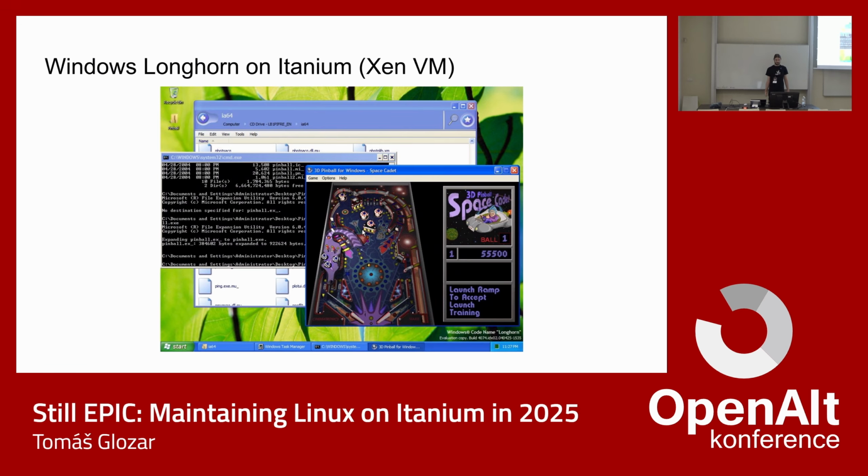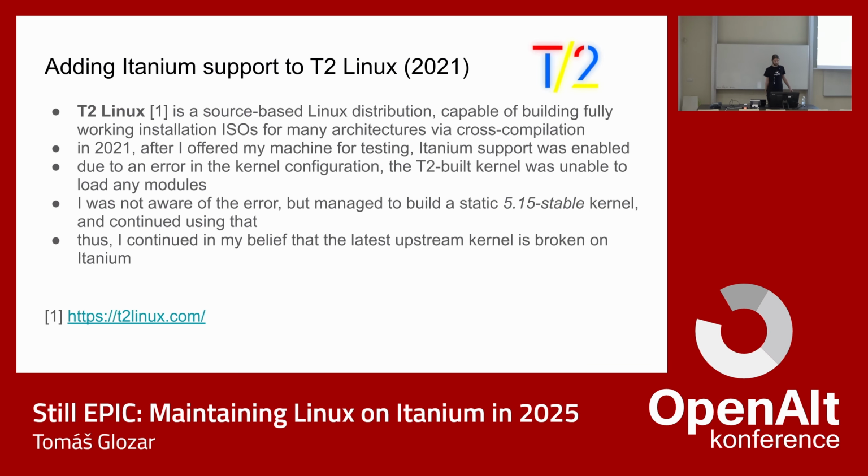But I was playing with Xen, and I managed to install a beta version of Windows Longhorn for Itanium, which is actually the only version of Windows where you have the Luna theme on Itanium, because they removed that for the production release, and you can run that in a VM. You can also run it on bare metal, but it's a buggy beta build of Longhorn, and it's a bit of a pain to run it on bare metal. So the Xen VM worked quite well. But back to Linux.